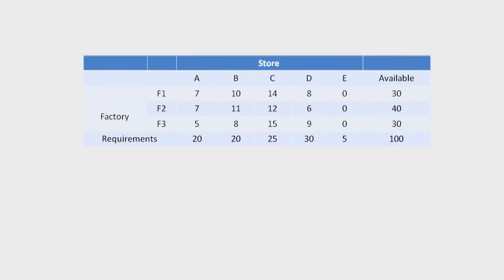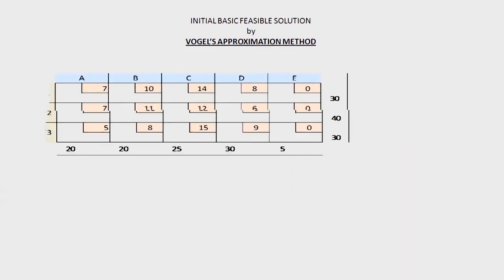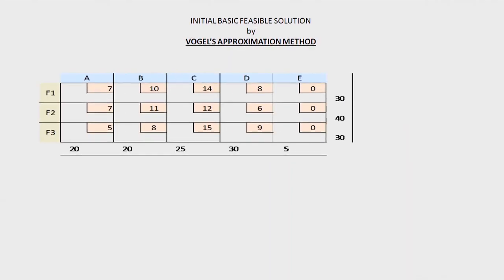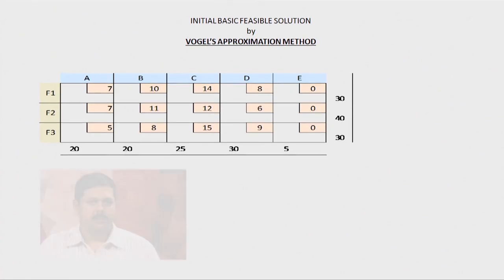As usual, represent the given problem by placing the unit cost of transportation on one corner of the cell. We shall find the initial basic feasible solution by Vogel's approximation method. For this, we shall calculate the penalties.